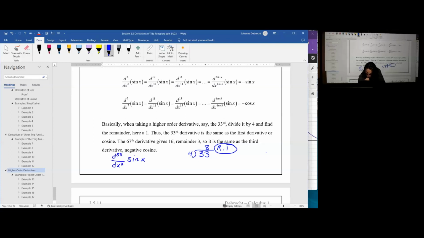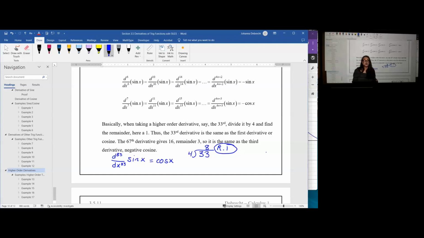And we would write it using this notation here. It's got to be the same as the first derivative. What if I were to use the 67th derivative? Divided by 4, I end up with 16. I think that's right. But the remainder is 3. Therefore, it is the third derivative of sine.